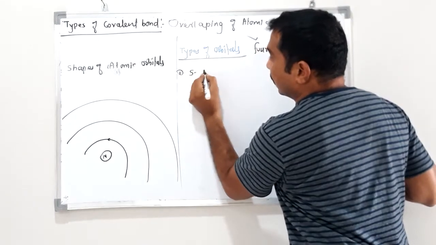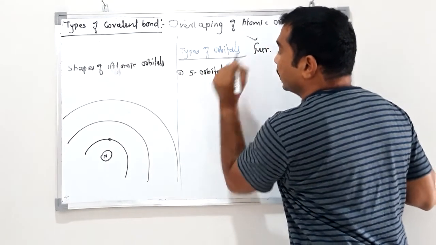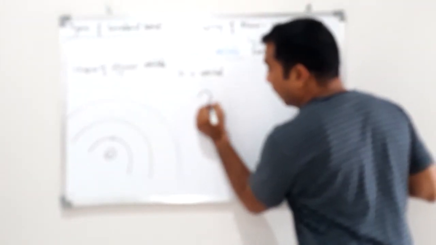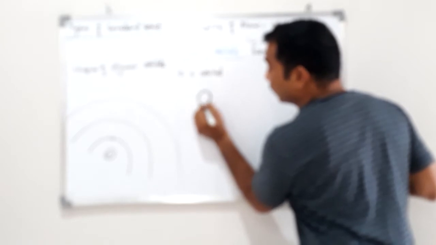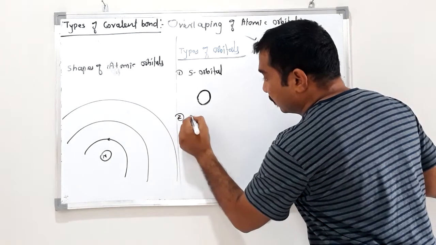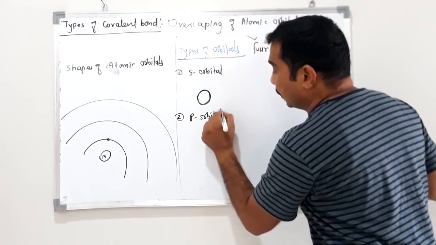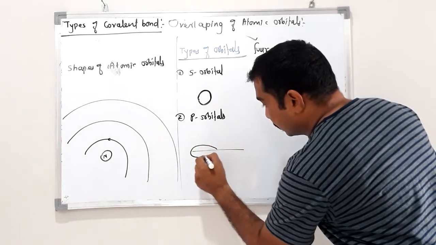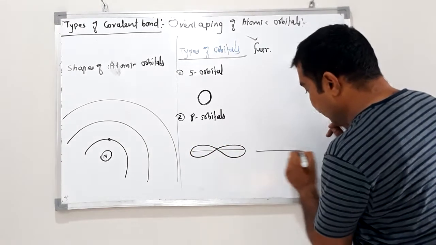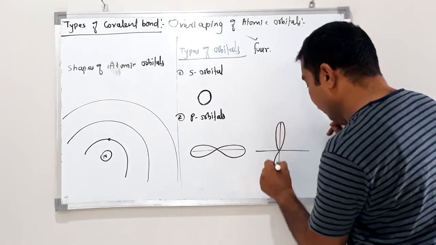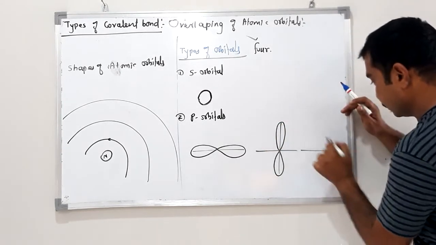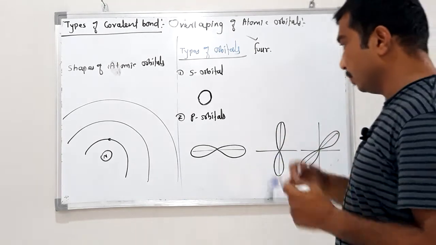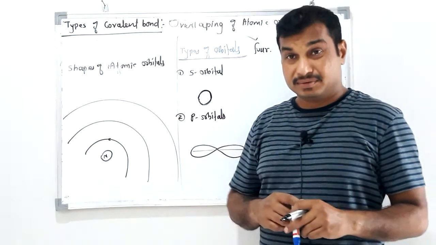First, s orbital, and the shape of the s orbital is spherical. Then p orbitals, and the shape of the p orbital is dumbbell shape: px, py, pz. The shape of the d orbital we will discuss next year.